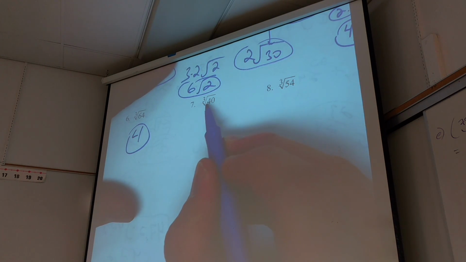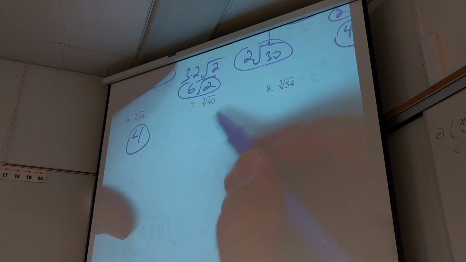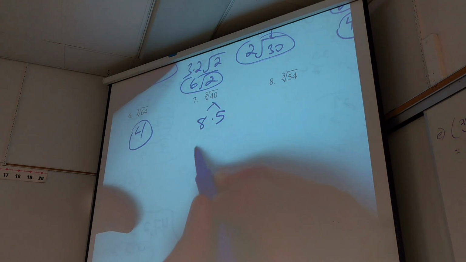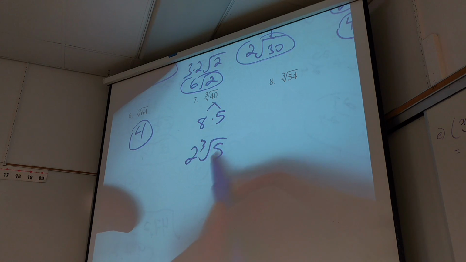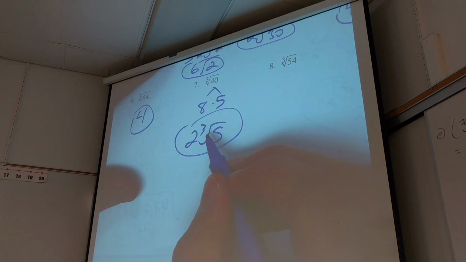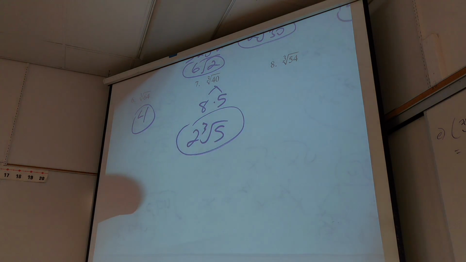Now we've moved on to cube roots, but they work the same way. 8 times 5? Alright, I like it. 8 times 5. Cube root of 8 is... 2. Cube root of 5 is... I don't know. Just don't forget the little 3 dude. It's still a cube root. It can't morph into a square root.